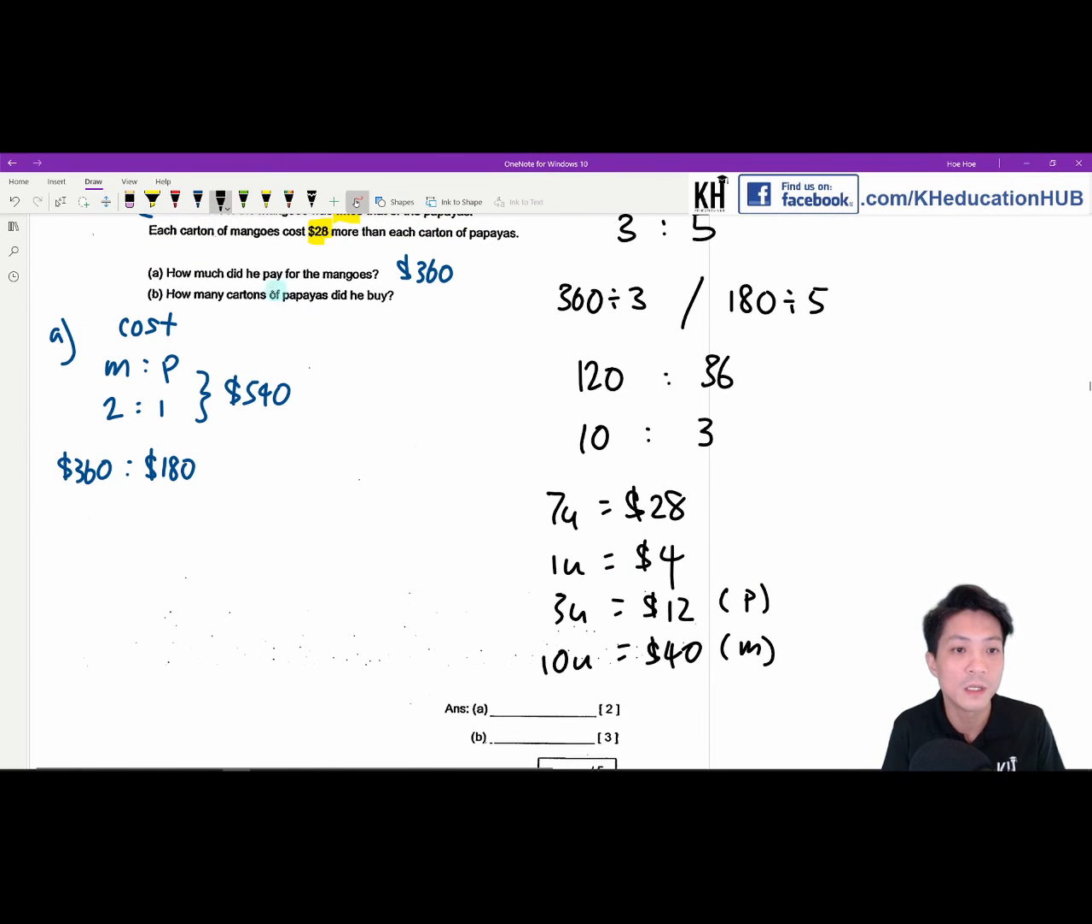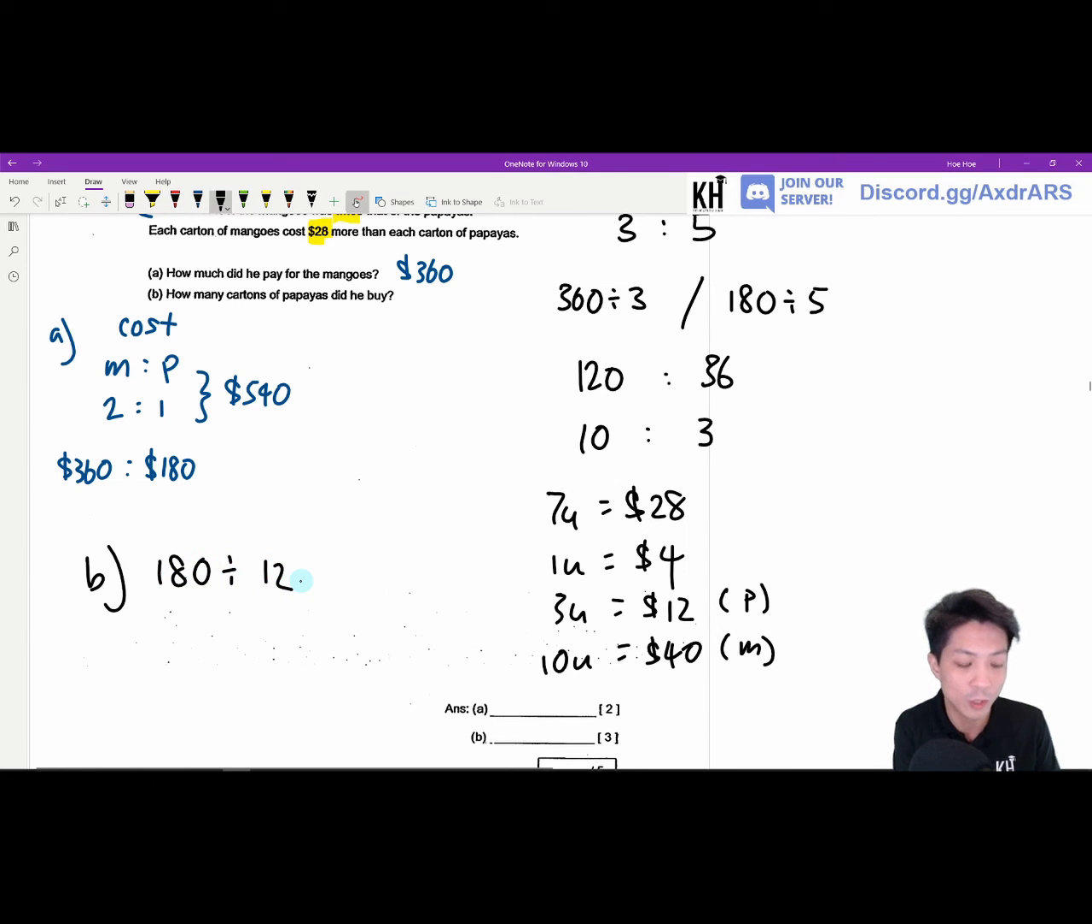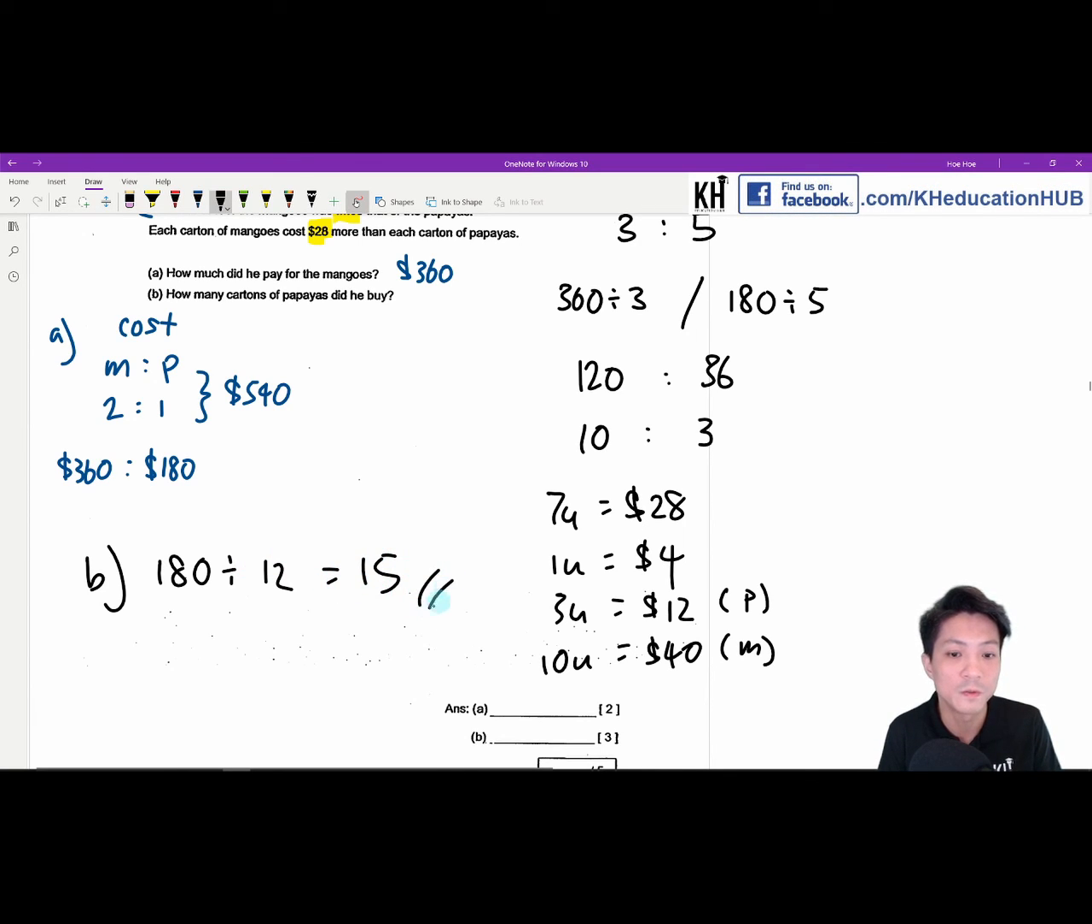Okay, so for part B, how many cartons of papaya did he buy? So for part B, it will be using 180 divided by 12, which is equals to 15 cartons.